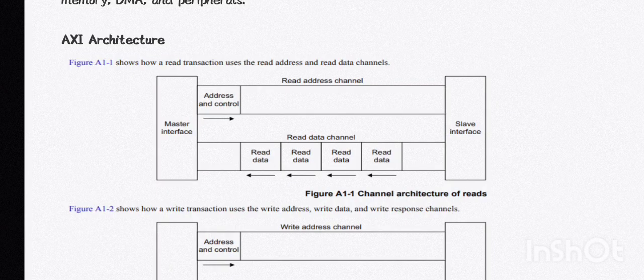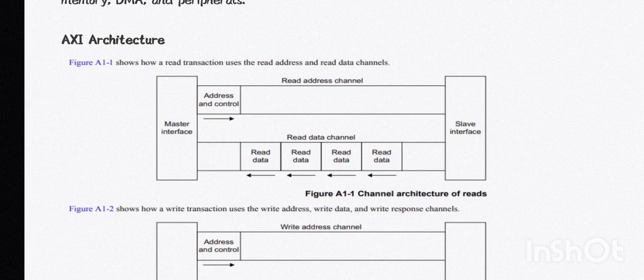AXI architecture. AXI is a bus-based protocol that has 5 independent channels for communication. Read address: it sends read address control information. Read data: returns data from slave to master. Write address: sends write address control information. Write data: it sends data from master to slave. Write response: it confirms write completion.